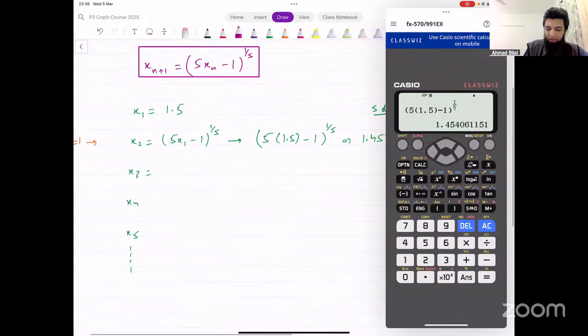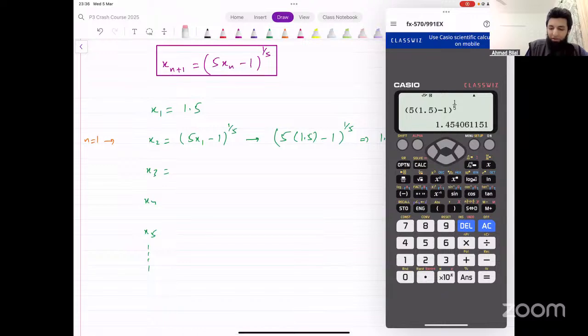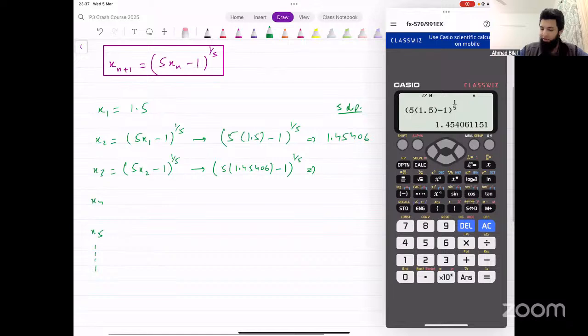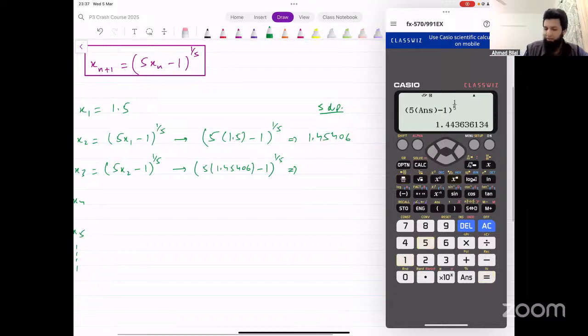Let's look at the formula again. What value of n would I have to input here to get x3? I would have to input n equal to 2 there. When I input n equals 2 there, the formula becomes x3 equals 5x2 minus 1 whole raised to the power 1 over 5. Now we already have the value of x2, that's this. I can input that here. 5 into 1.45406 minus 1 whole raised to the power 1 over 5. Let's see what that turns out to be. 5 times the previous answer, minus 1, whole raised to the power 1 over 5. Okay, that will give me some value for x3.